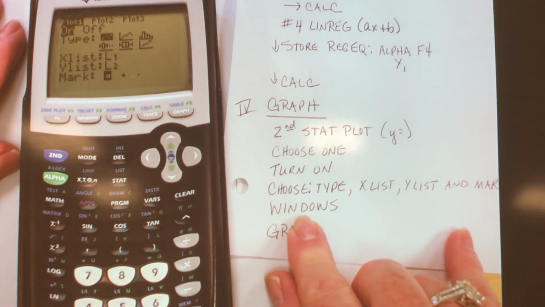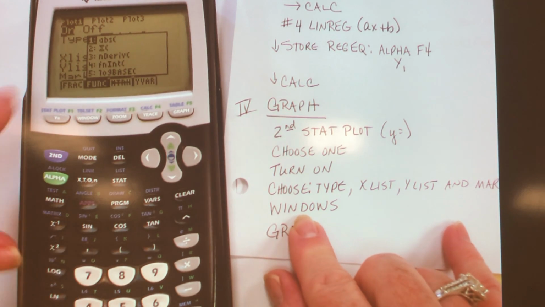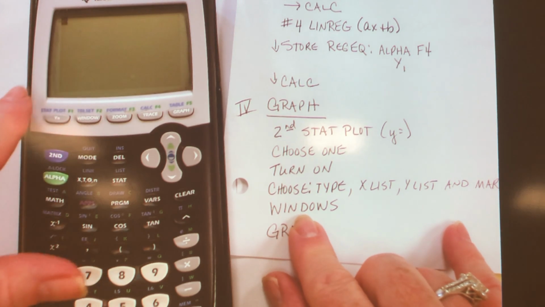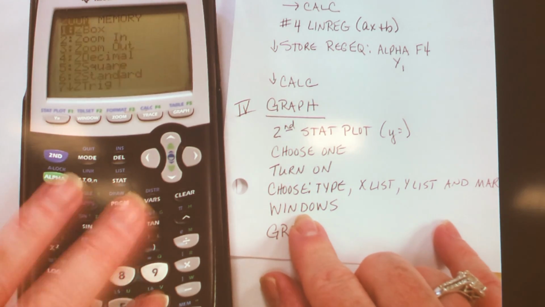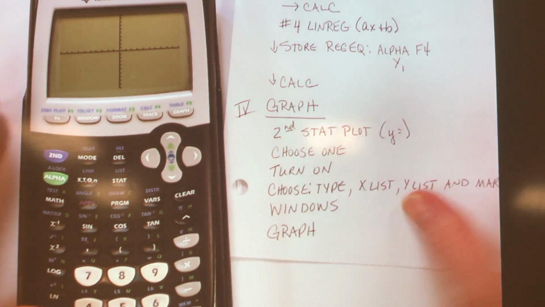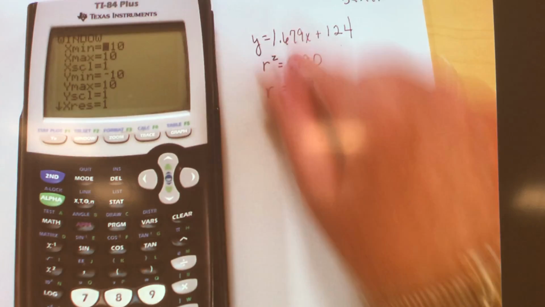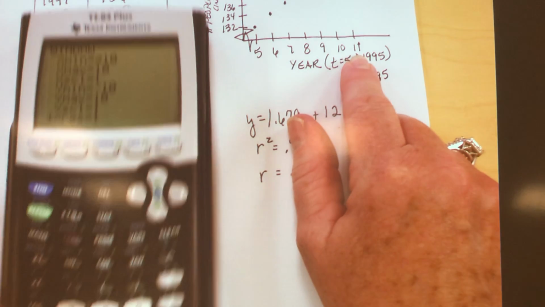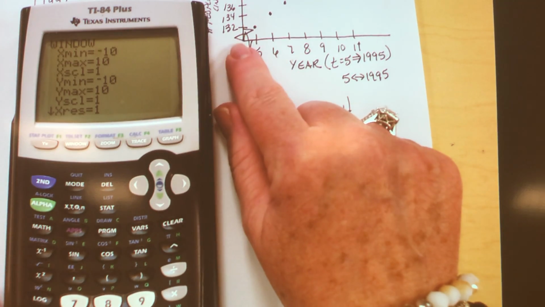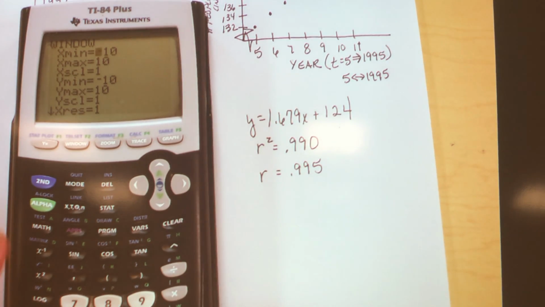Now I want to go to my windows. Don't just go graph, people. You want to make your graph. I want my graph to look exactly like the one on my paper. Okay? So I'm going to go to my windows. Now, my X's go from 5 to 11 on a scale of 1. But I don't like my stuff hanging on the edge of my calculator, so I always go from 4 to 12. But you could go from 5 to 11. It wouldn't be a big deal. So 4 to 11, and I am going on a scale of 1.